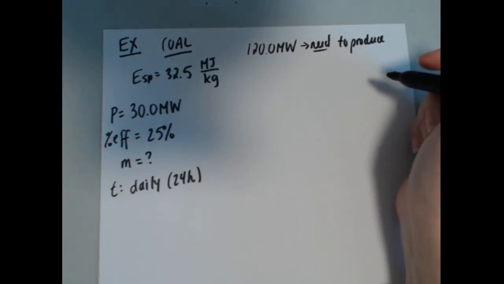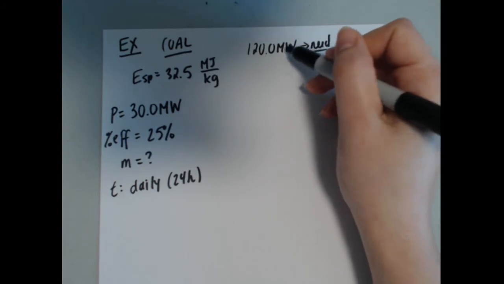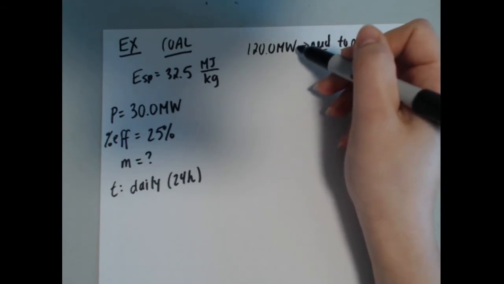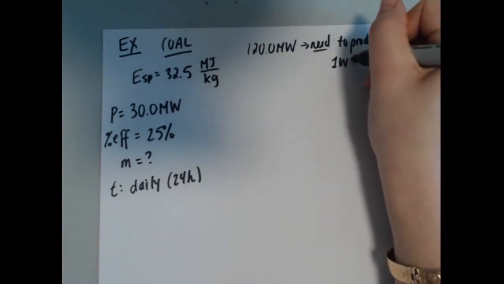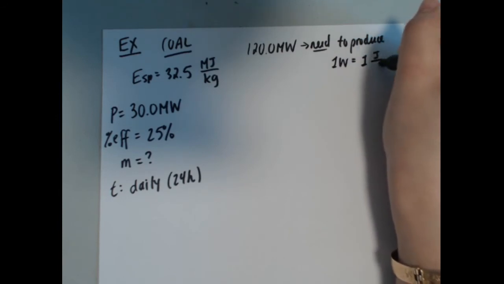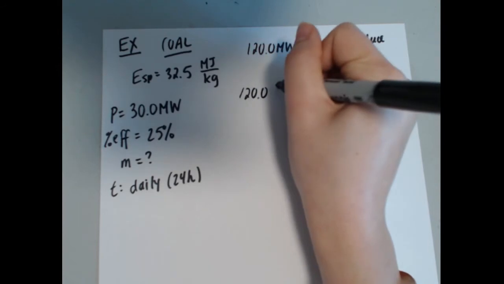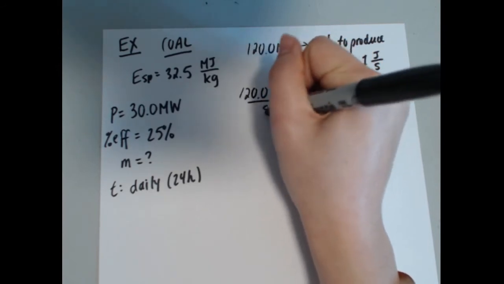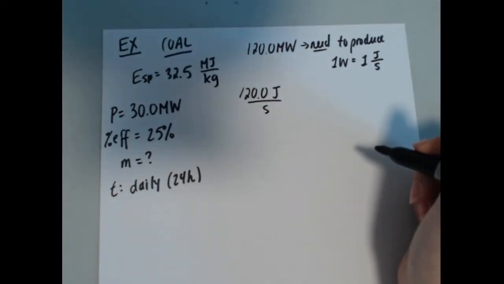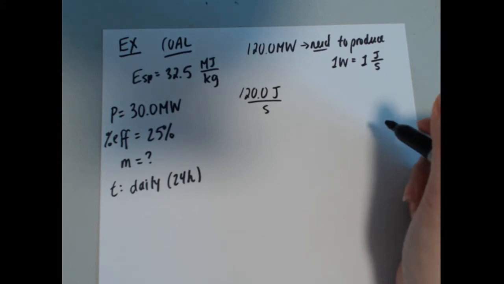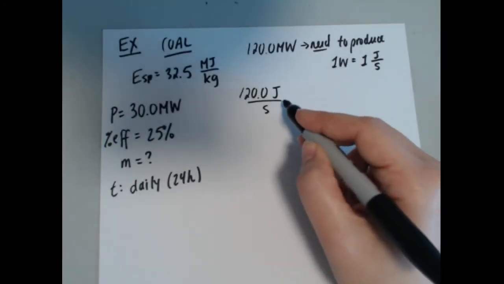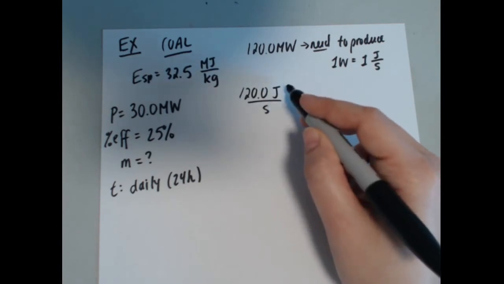Now, that is a power. Power is always measured in watts, so here we have megawatts. 1 watt is 1 joule per second. So 120 megawatts, that's 120 megajoules every second. Now, to figure out how much energy this plant needs to produce per day, I have to multiply by the number of seconds in a day. That way I get how many joules I have.